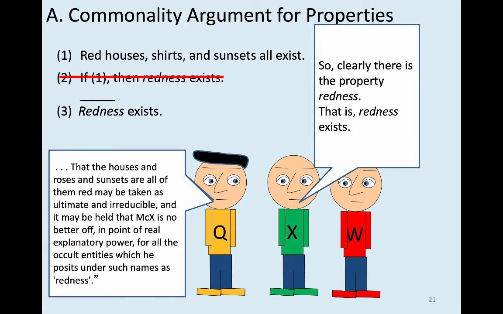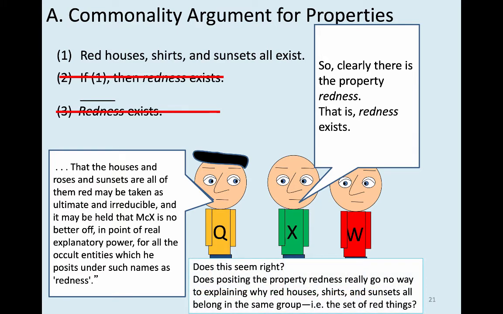So Quine denies that if there are red houses, red sunsets, and so on, that redness exists, because he denies that you need to do the explanatory work, or at least that positing properties can do the explanatory work of explaining the commonality between red houses, red sunsets, and red shirts, and so on.